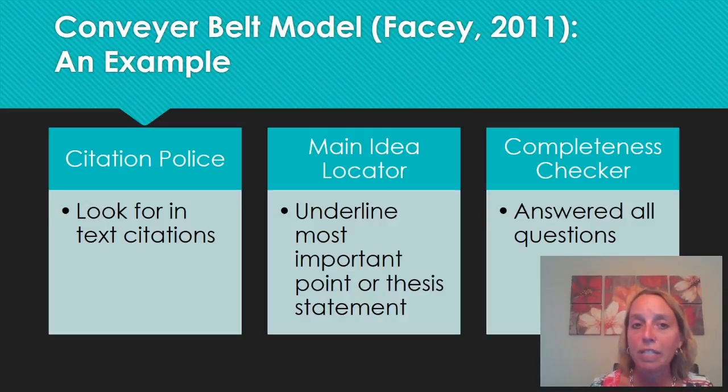And then the last group in this particular example would be the completeness checker. What this person can do is look at the assignment, what it's asking students to do, and generally there's several bullets or different parts of an assignment, and they would go through to make sure that all of those different parts were included. So if there were a series of questions they were supposed to answer, they would all be answered.